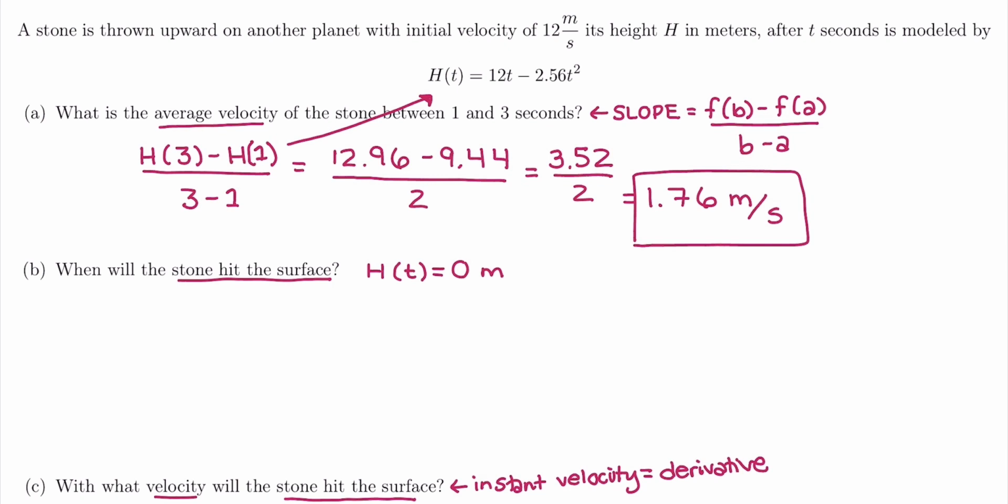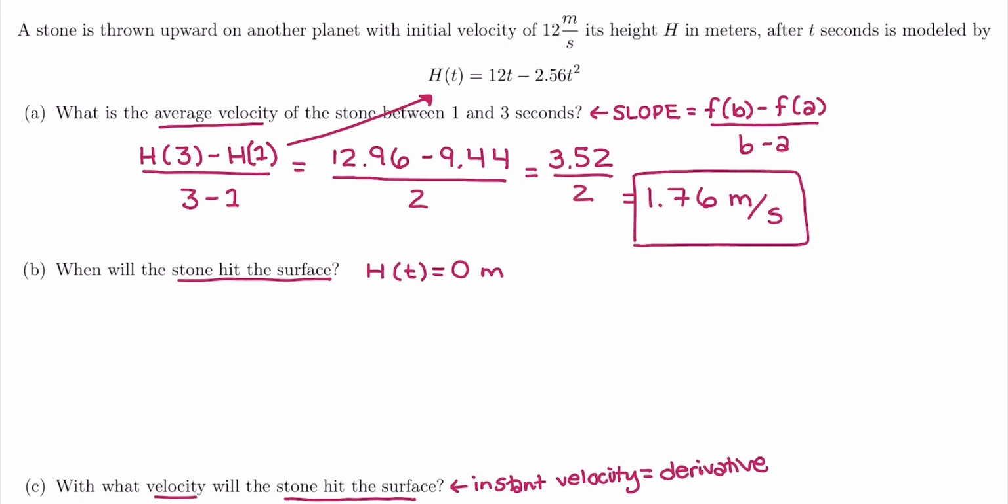So we got a positive average velocity on the interval from 1 to 3, which indicates that the stone is going up by 1.76 meters per second. If you get a negative average velocity, negative slope means it would be going down. But so far the stone is thrown up, and between 1 and 3 seconds, on average, the velocity is increasing by 1.76 meters per second. The height is going up.